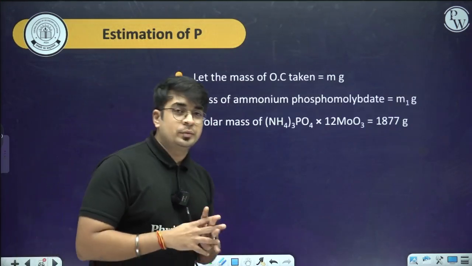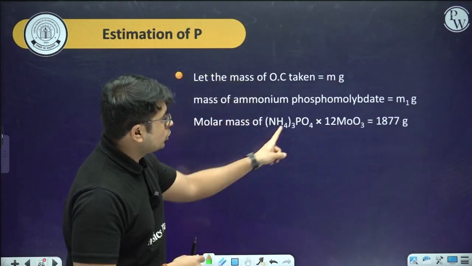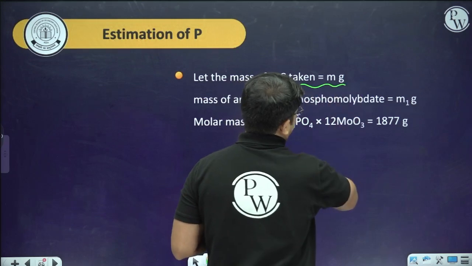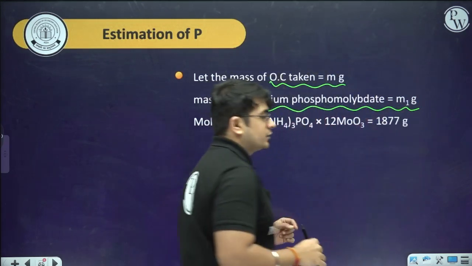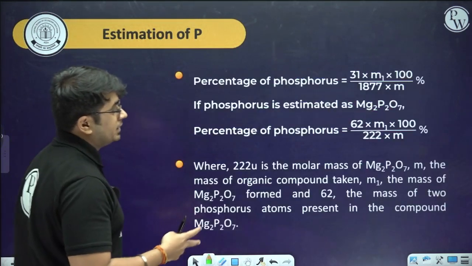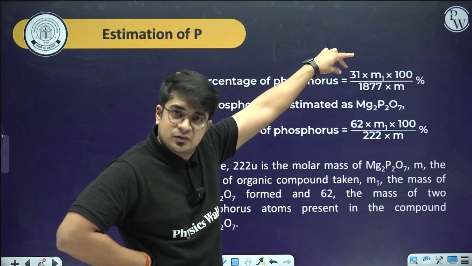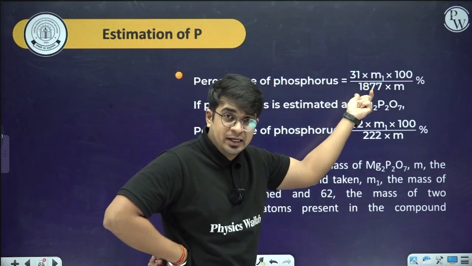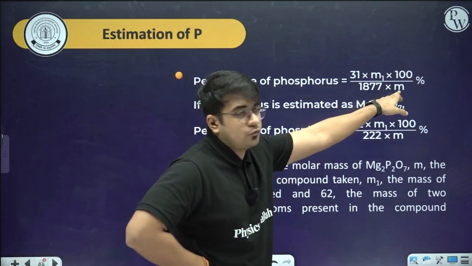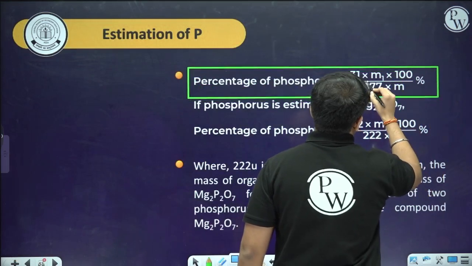The formula is again going to be the same. If I talk about the molar mass of ammonium phosphomolybdate, it is 1877, and the amount of phosphorus is only 1. 1 phosphorus means 31 gram. So the data that should be given is the weight of organic compound, which is M, and the weight of ammonium phosphomolybdate which is being produced in the reaction, which is M1 gram. Again, apply the same formula, just like the Carius method. It means the percentage of phosphorus will be the molar mass of phosphorus, which is 31, divided by the molar mass of ammonium phosphomolybdate, multiplied by the amount of ammonium phosphomolybdate which is being produced, divided by the weight of organic compound, multiplied by 100. So again you are going to get the same type of formulation.